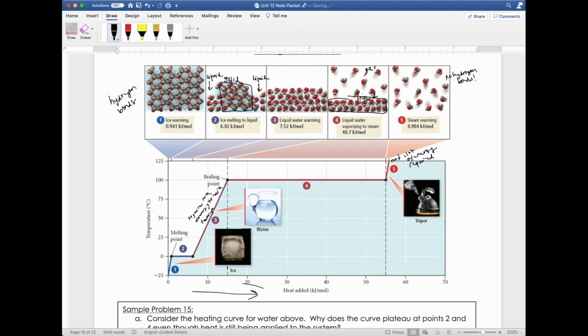So solids, of course, are going to not take the shape of their container. Liquids do take the shape of their container, whereas gases are far apart. They take up the entire volume of the container.